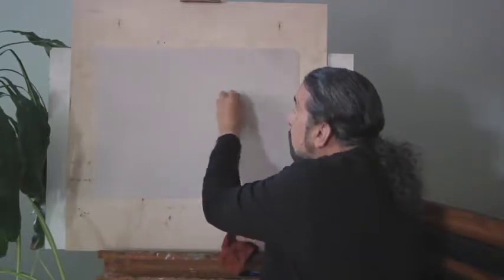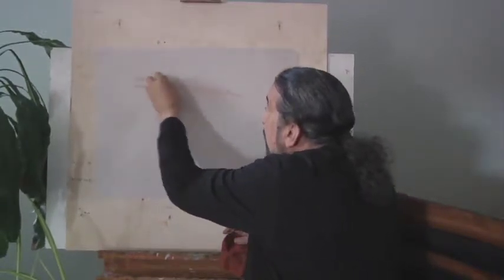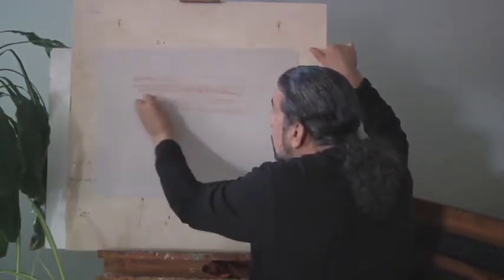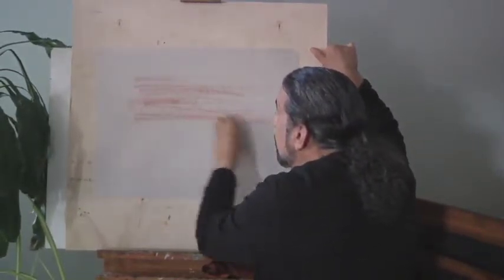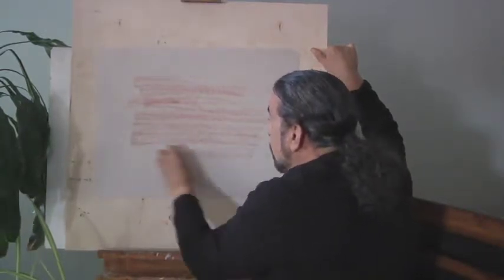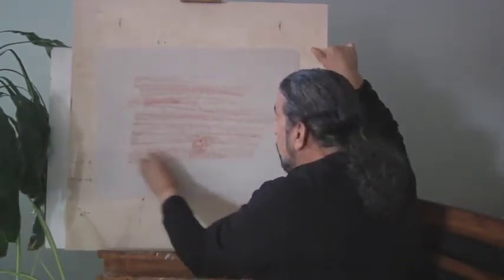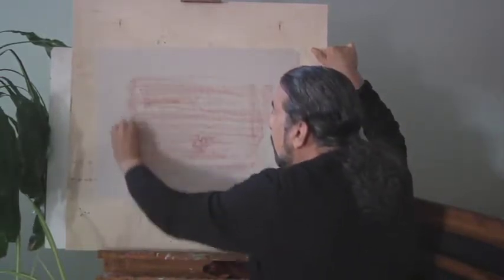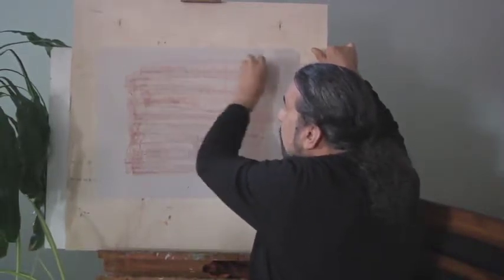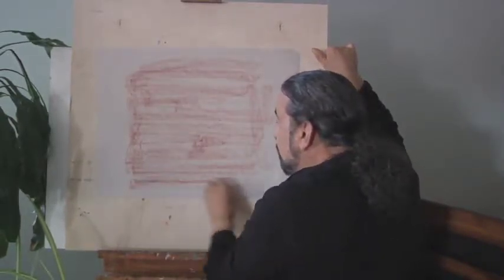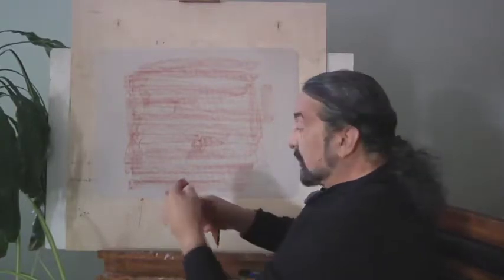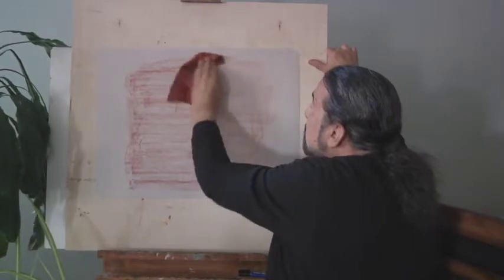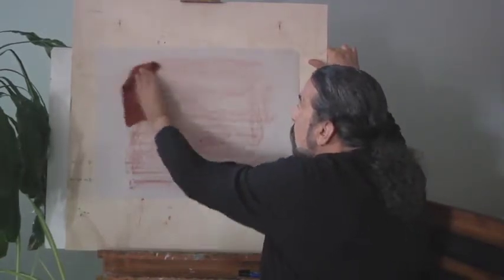So, what I'm going to do is put it down. A nice film of conte. And then I'm going to soften it. This is high up here. And I'm going to soften this with my chamois, my dirty chamois. And as you can see, it's going to make a very nice tone.